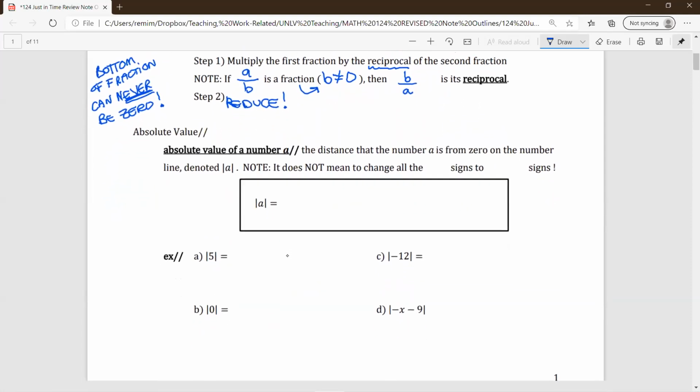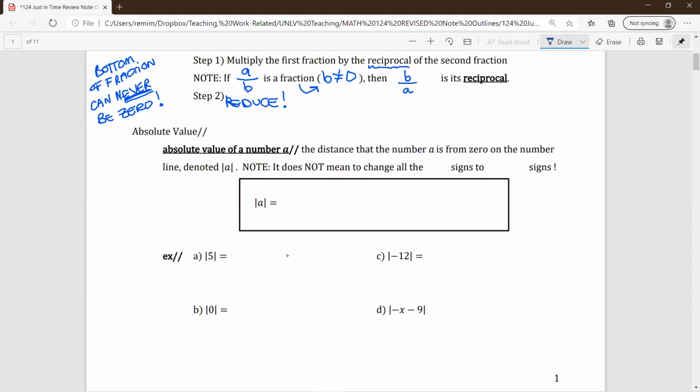Okay, next let's switch to a different topic, absolute value. I think there's kind of a misconception about absolute value. A lot of people think of absolute value and they're just like, oh, I'm just going to make everything positive. But that's not what absolute value actually means. If you read this definition here, it says the absolute value of a number A is the distance that the number A is from zero on the number line. So really, anytime you take the absolute value of something, all that means is you're asking how far away is that number from the number zero. That's what absolute value is.